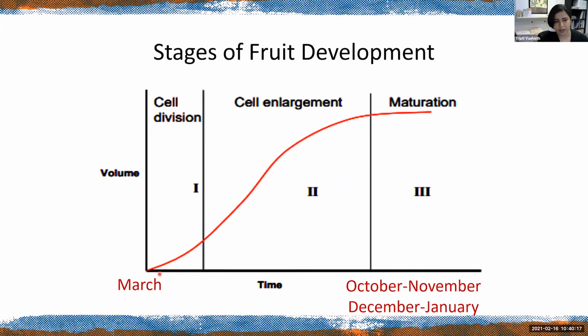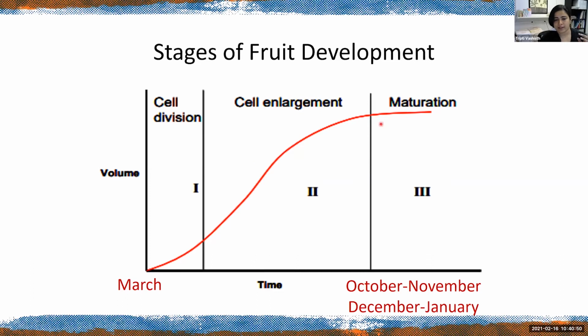Starting in March, when you have the fruit set happening, there's stage 1. This is the exponential growth stage. There's a lot of cell division going on. So the fruit is growing, but you may not see a lot of growth. Stage 2 is when you start seeing fruit increasing in size. And this is the cell enlargement, and you see a great deal of increase in the fruit size.